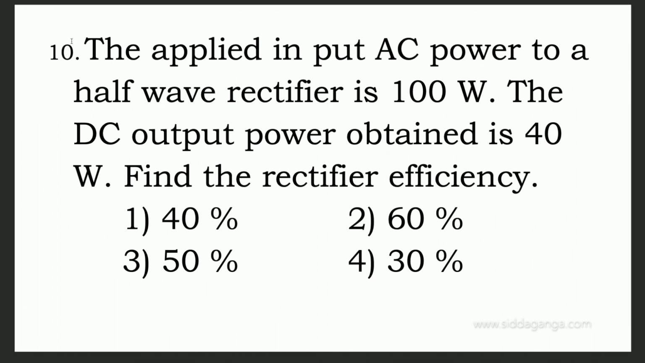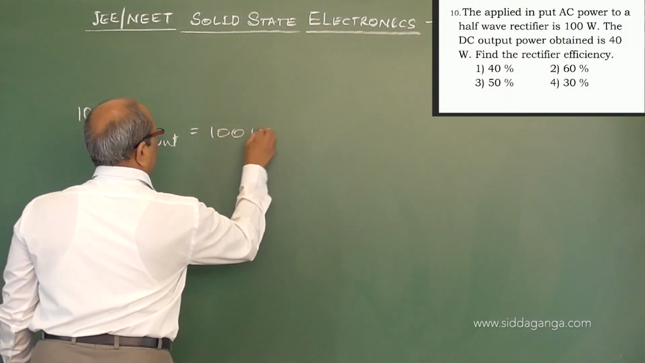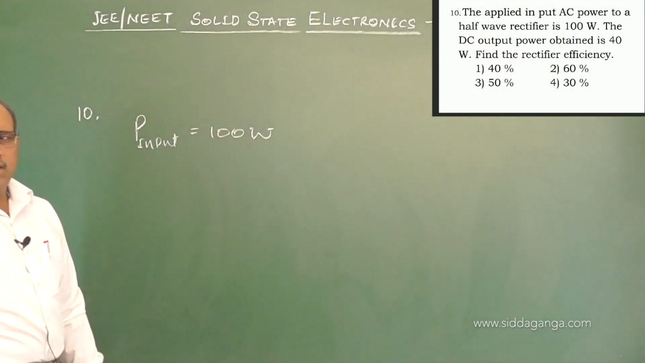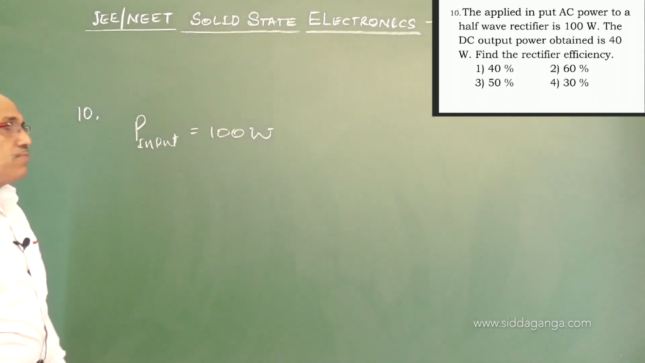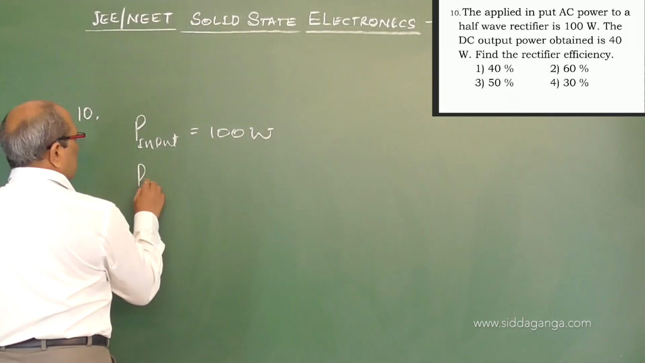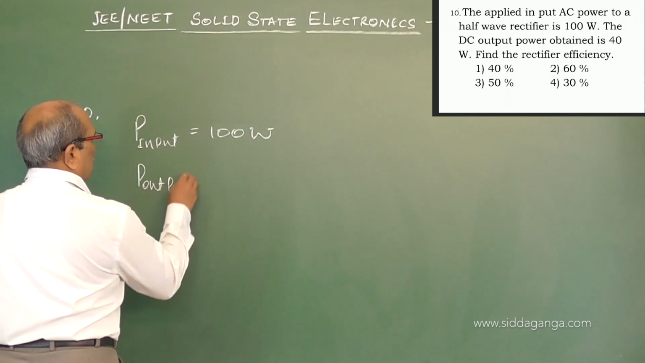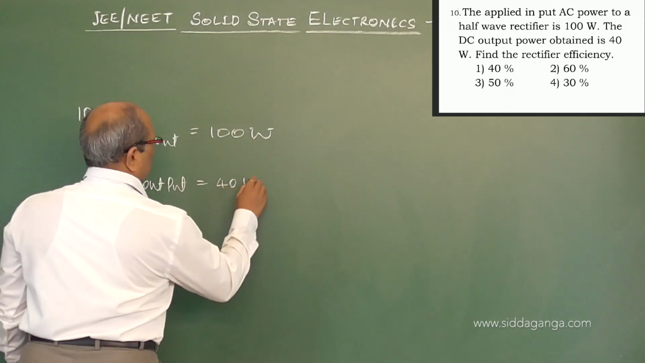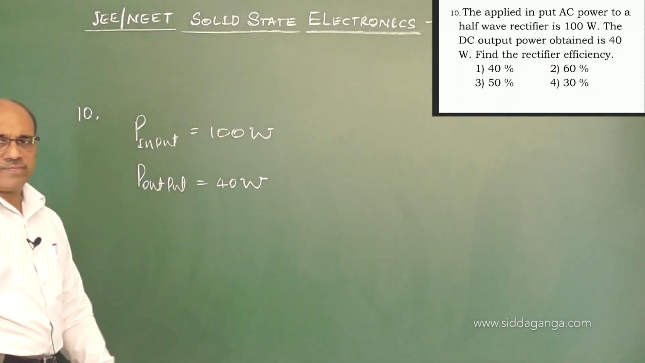The applied input AC power to a half wave rectifier is 100 watt. That is, the input power of AC is 100 watts. The DC output power obtained is 40 watt. This is the DC output power, 40 watt, given for the rectifier circuit.